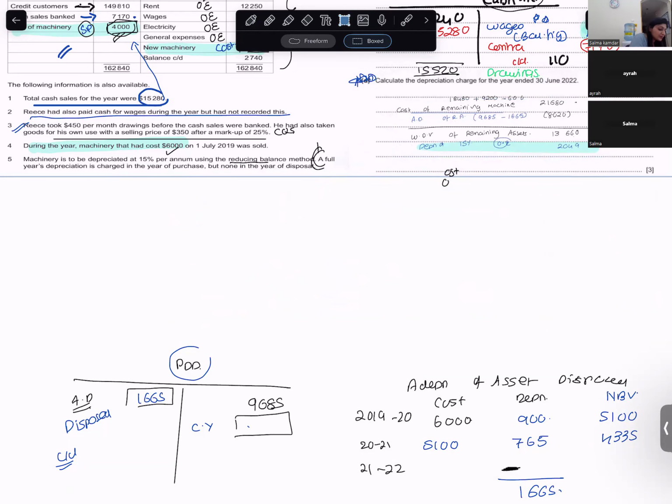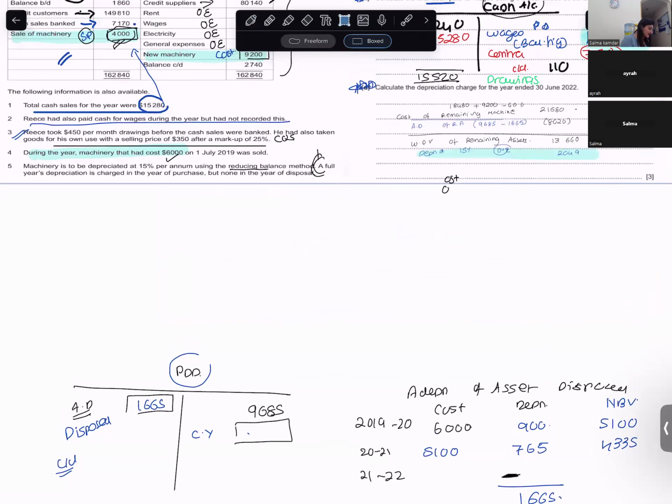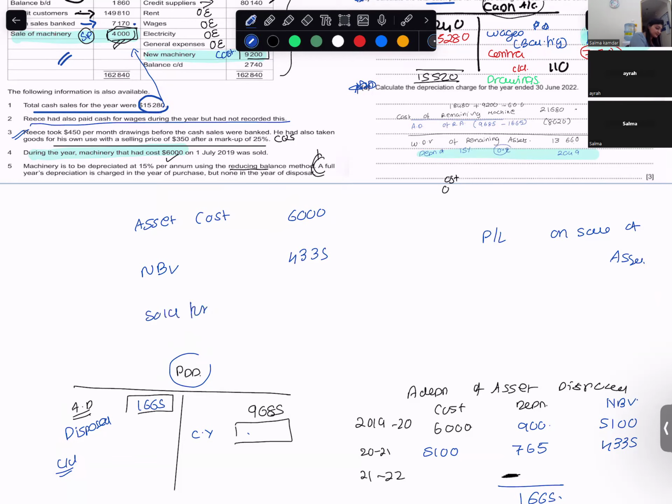Now let's talk about whenever you are selling an asset, you always have to calculate what? The profit or loss on sale of asset. So the asset was costing how much? 6,000. Its book value is how much? 4335. You sold it for how much? 4,000. So you have a loss on sale of how much? 335.